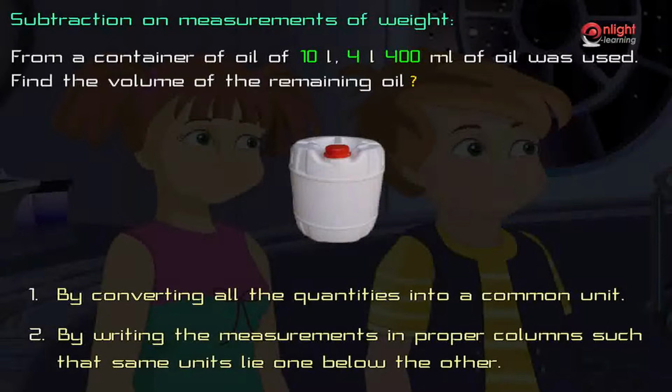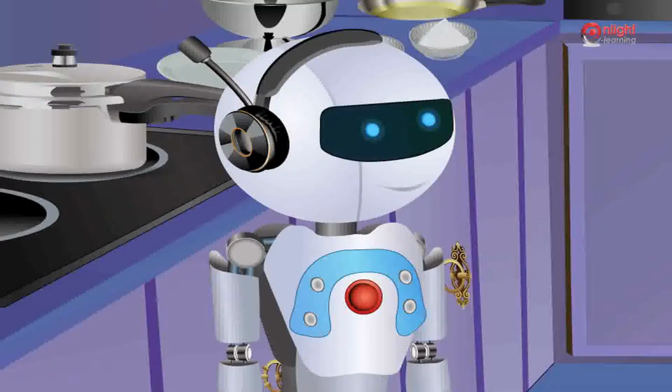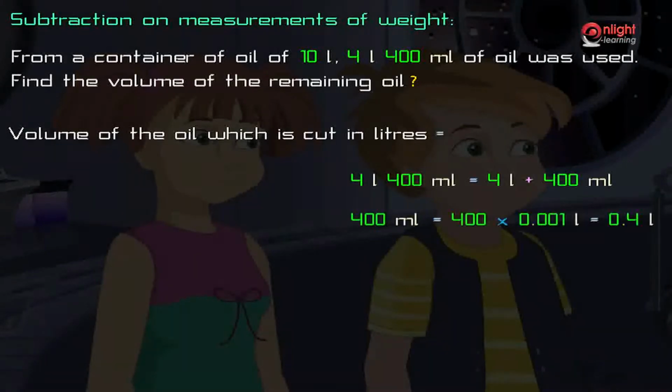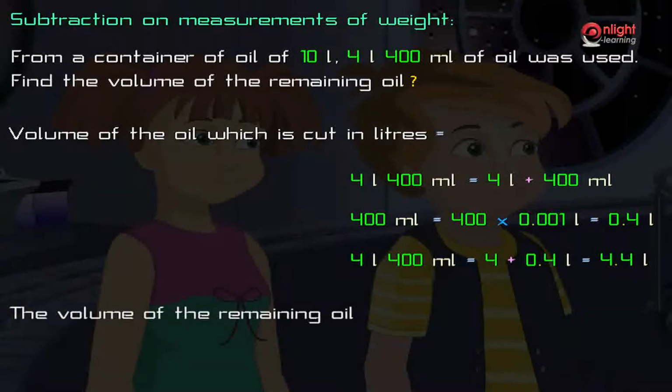One method is by converting all the quantities into a common unit. The other method is by writing the measurements in proper columns such that same units lie one below the other. Let us first employ the method of expressing in common units to solve this problem. In this method, all the quantities are expressed in a single unit. Let us express them in liters. Hence, expressing the volume of the oil which is used in liters, 4 liters 400 milliliters is equal to 4.4 liters. As all the measurements are expressed using the same units, we can subtract. The volume of the remaining oil is equal to 10 minus 4.4, which is equal to 5.6 liters.